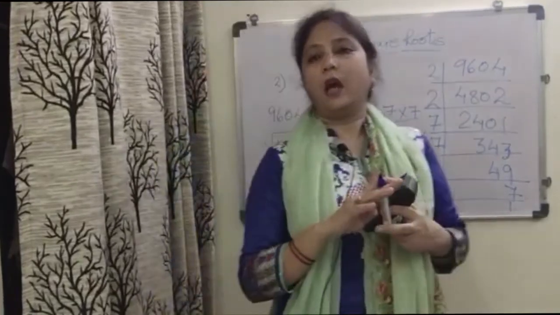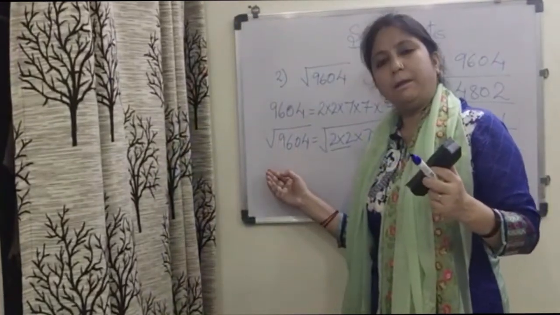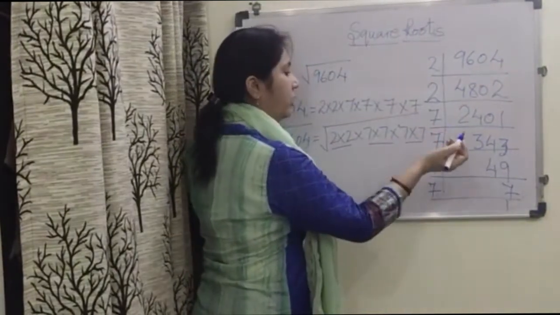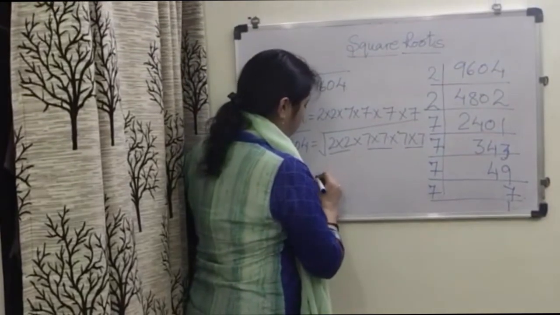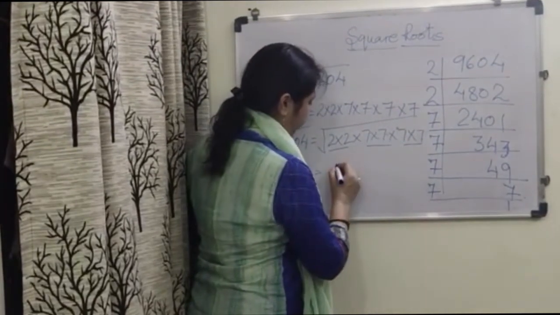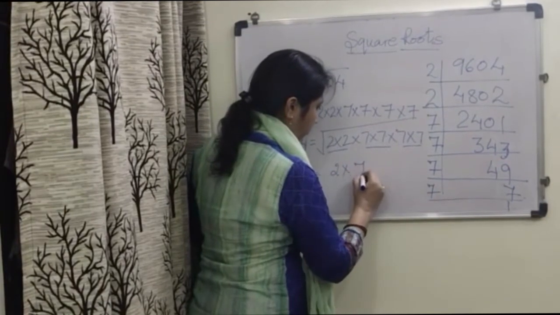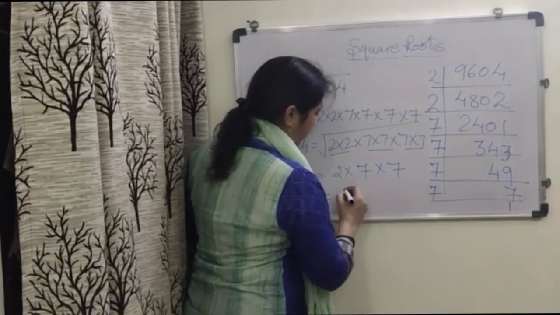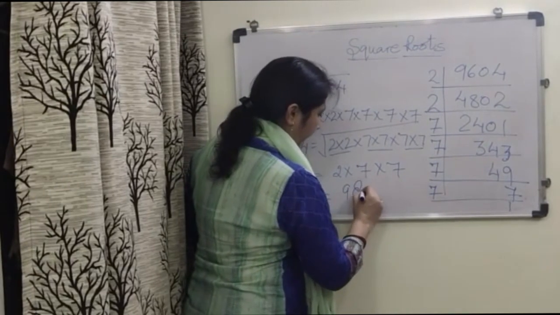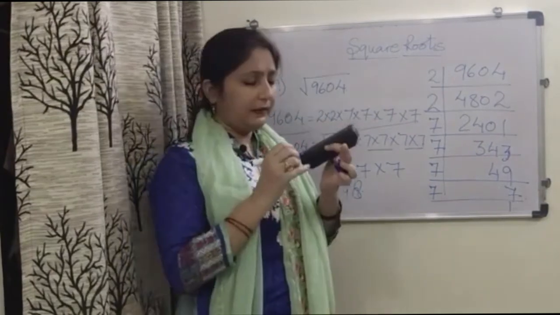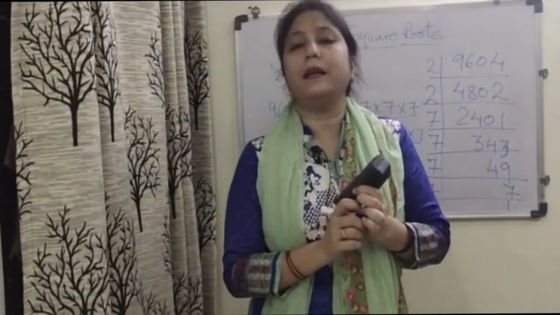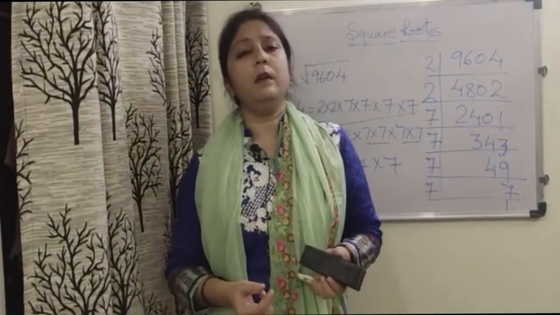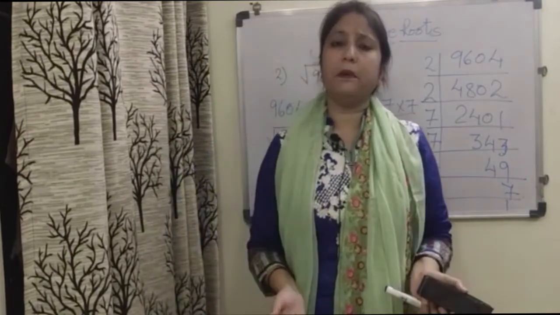Now we keep our left hand side as it is, and on the right hand side, as all the pairs are complete, from each pair we take out one factor. So here comes 2 into 7 into 7. What comes the answer? 98. So square root of 9604 is 98, which you have obtained by prime factorization method. Isn't it so simple to solve?